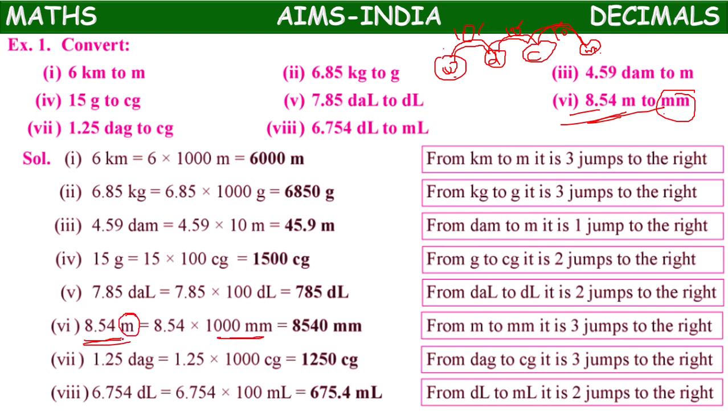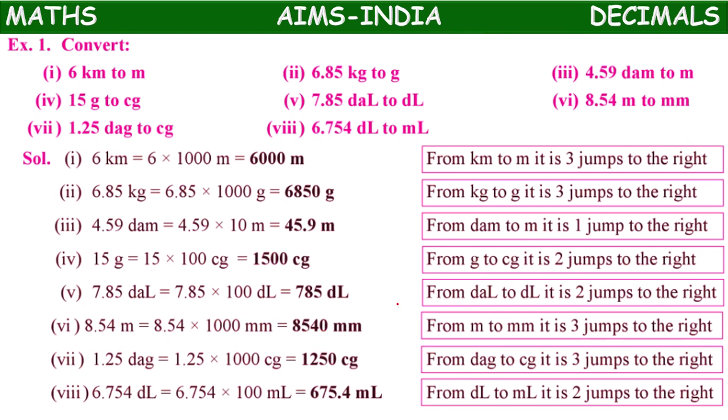So 8.54 into 1000 we can keep. But because of 3 zeros, this point has to move 3 places. 1 place, 2 place. In third place there is nothing, we can keep 0. 8540.0. The 0.0 doesn't have any value. So 8540 millimeter.